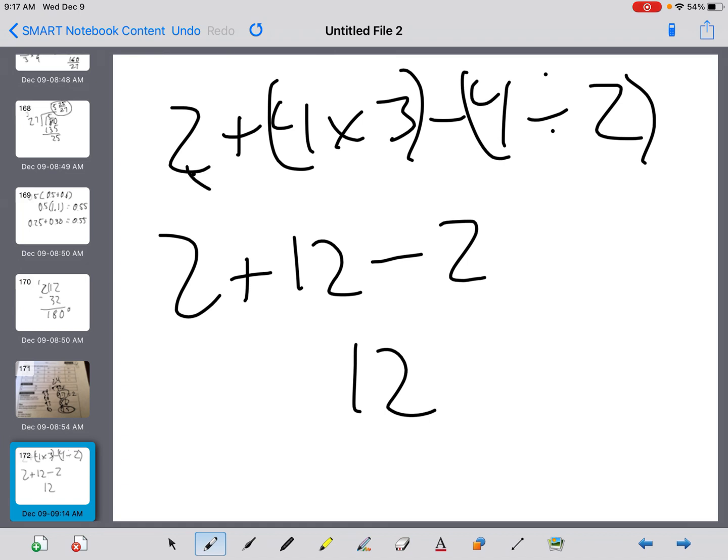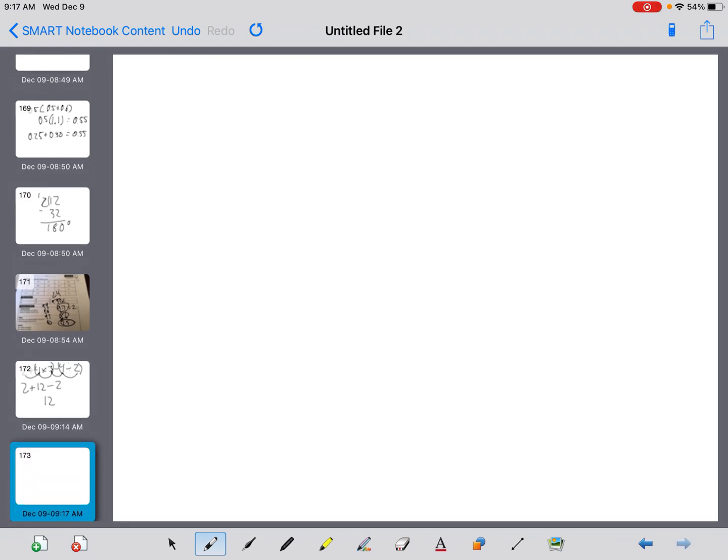Okay, let's pretend we did it wrong. We just went left to right. 2 plus 4 would have been 6, times 3 would have been 18, minus 4 would have been 14, divided by 2 would have been 7. So does order matter? Absolutely. You'll get a completely different answer.